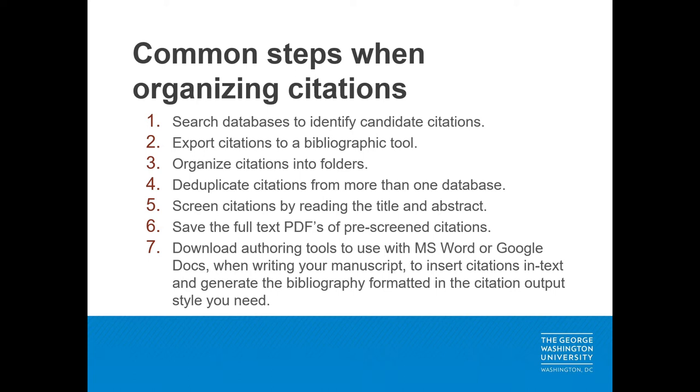Common steps when organizing citations are to search databases to identify candidate citations. Export them to a bibliographic tool. Organize into folders, deduplicate citations you find in more than one database search, screen citations by reading the title and abstract, save the full text PDFs of pre-screened citations for later reading, and download authoring tools to use with Microsoft Word or Google Docs when writing your manuscript, to insert citations in text and generate the bibliography formatted in the citation output style you need.